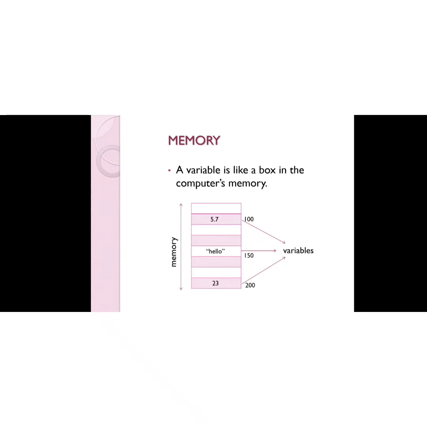Each variable has an address. Here, 100 is the address of 5.7, 150 is the address of hello, and 200 is the address of 23. Each variable has a unique address in the memory, and this address specifies where the variable is located.